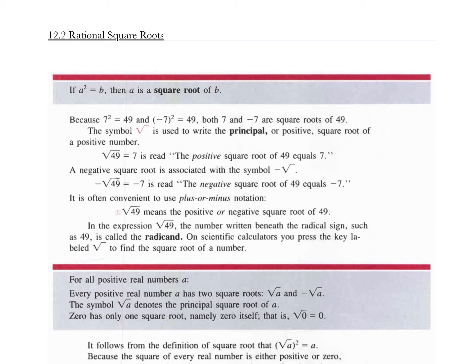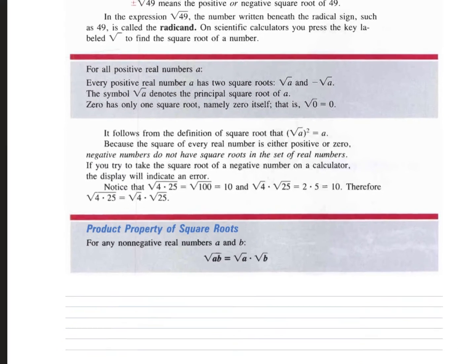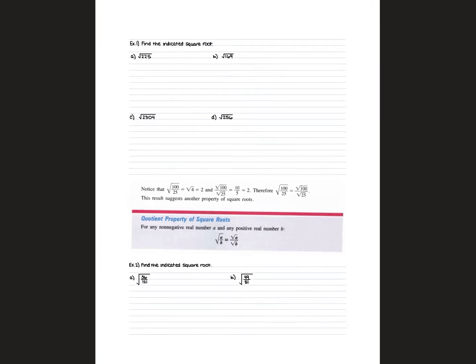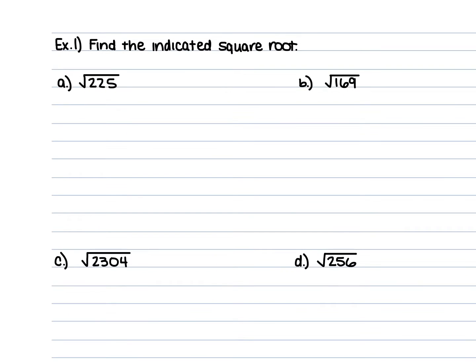12(2) goes over rational square roots. With these rational square roots, we're actually going to be able to simplify all of these square roots. You're not going to have a radical left over. If we look at example 1, for A, we just have the square root of 225.